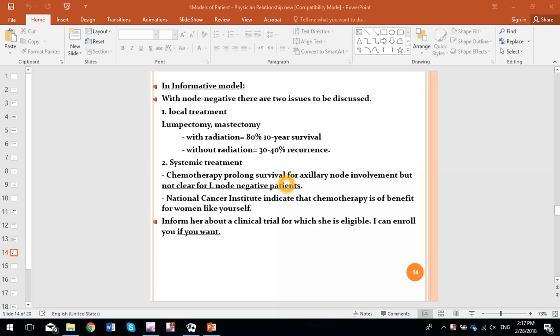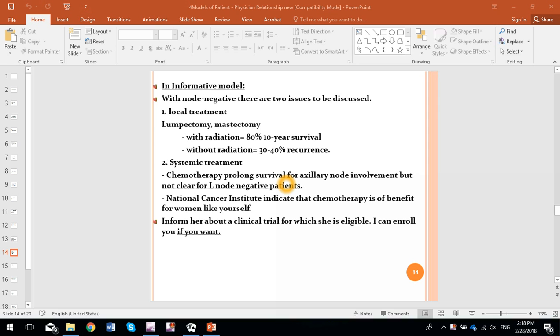Now again, he goes further and say that, okay, I knew that the National Cancer Institute indicate that chemotherapy is of benefit for women like yourself. This is an added piece of information based on what the National Cancer Institute says, that chemotherapy is of benefit for women like yourself, maybe because she is still relatively young.